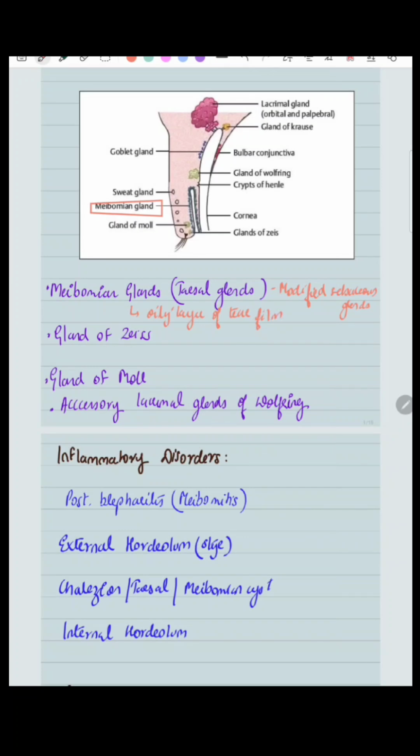Next is the gland of Zeis. They are also modified sebaceous glands. Next is the gland of Moll. They are modified sweat glands. And these are the glands of Moll and glands of Zeis. Then we have the accessory lacrimal glands of Wolfring.